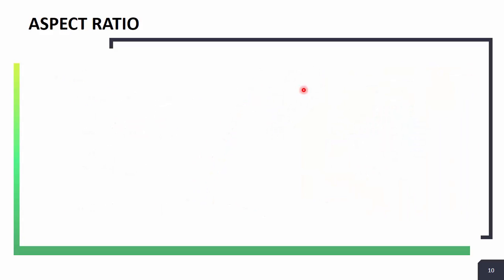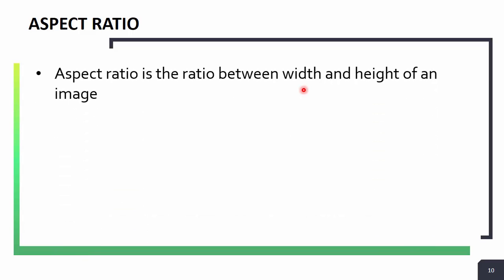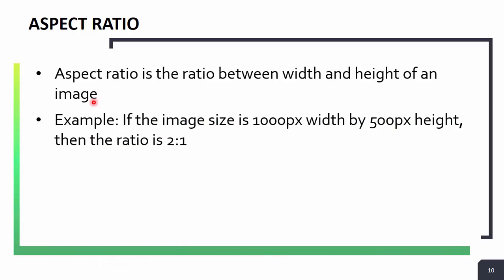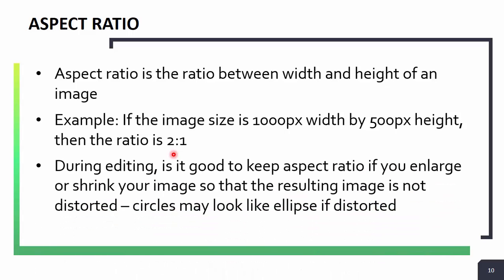Next is aspect ratio. Aspect ratio is the ratio between width and height of an image. Example, if image size is 1,000 pixel width and 500 pixel height, then the ratio is 2 to 1. During editing, it is good to keep aspect ratio the same if you enlarge or shrink your image, so that the resulting image is not distorted.